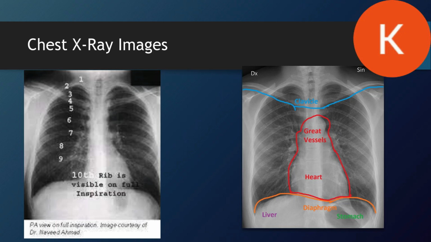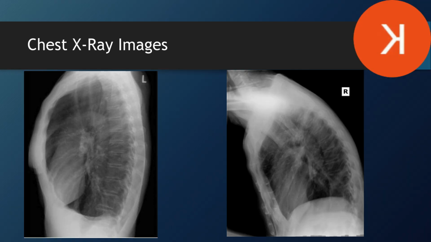We have it surrounded by the red markings, and then we have our orange line going where it shows the diaphragm. Then we have our stomach on the left side, and the liver is shown on the right side below the diaphragm.